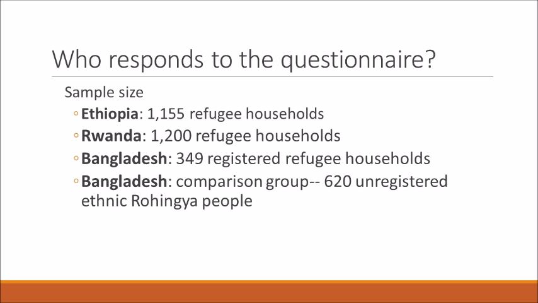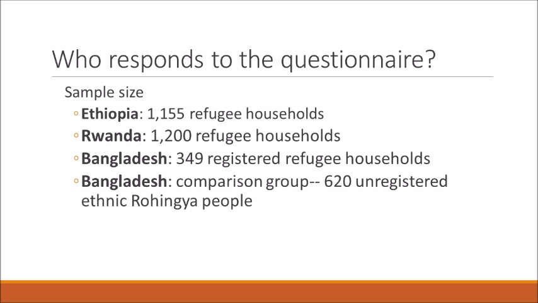In Ethiopia, 1,155 refugee households were surveyed, stratified by 2 camps and by ethnic group. In Rwanda, 1,200 households were surveyed in 2 camps.